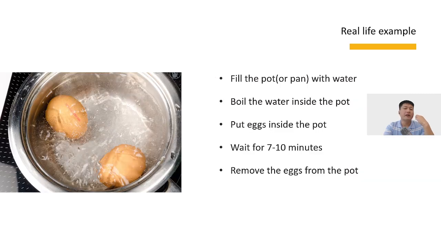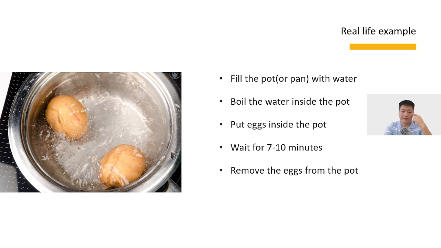I think it's easy. In our real life, we also use algorithms. For example, if we want to boil eggs, here you can see 5 steps, 5 commands or instructions, and here you can see these instructions in the right order. First we fill the pot with water, then we boil the water, then we put in the eggs, then we wait for some minutes, and then only we remove the eggs.